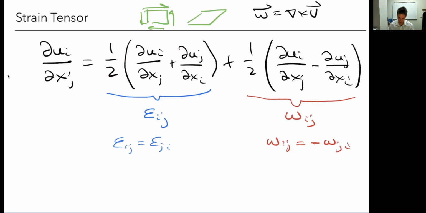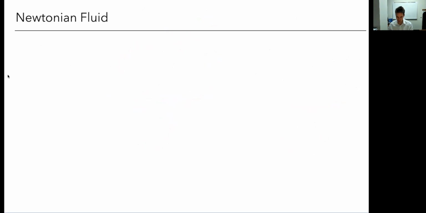This is the only thing that's going to matter when we relate to stress. And if I was to write this in tensor notation in the most general way possible, I've got my stress tensor, which has two indices, and I have my strain tensor, which also has two indices. A Newtonian fluid means that there's a linear relationship between these two things. That's an assumption, and most fluids are actually quite well represented as linear, including air.